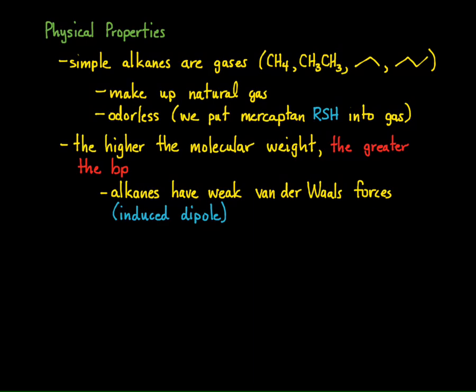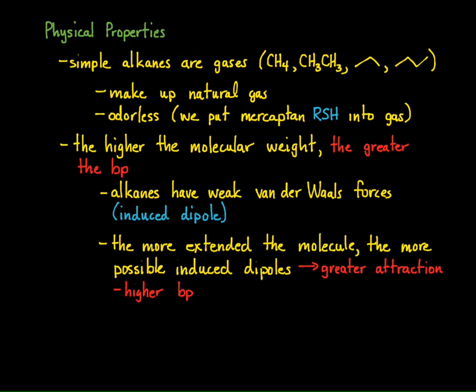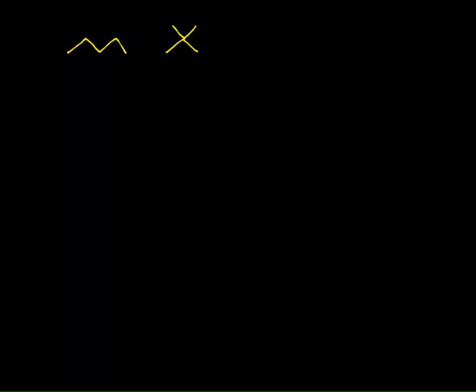Now, as you extend the molecule, there are more possible induced dipoles throughout that molecule. And because of the increase in the number of induced dipoles, you therefore get greater attractions between two molecules. And again, the greater the attraction, the higher the boiling point, right? So this is a simple way of thinking about it, but it is certainly a way of explaining the difference in boiling points between pentane and neopentane.